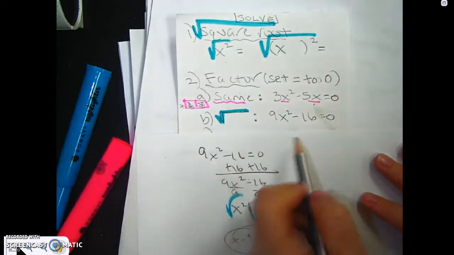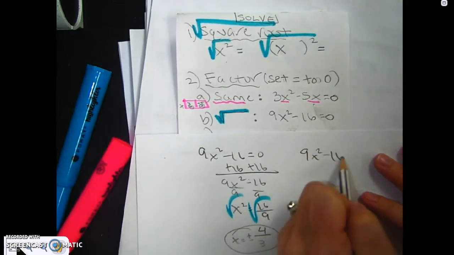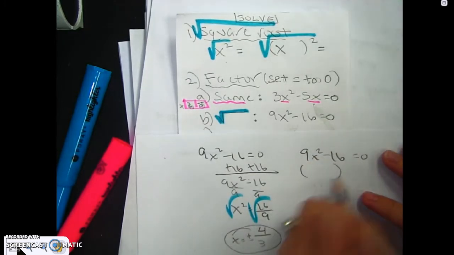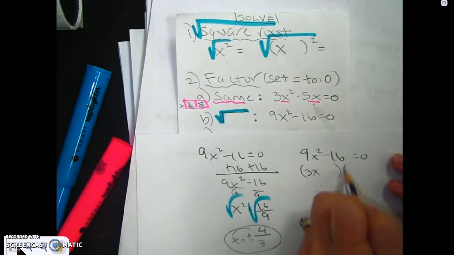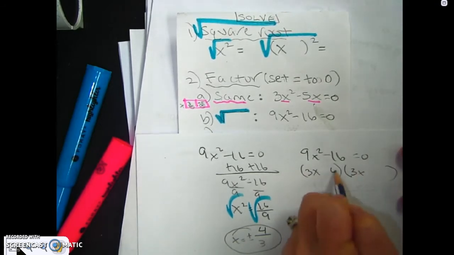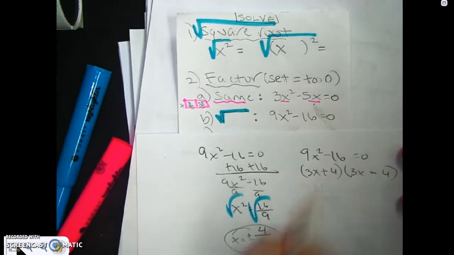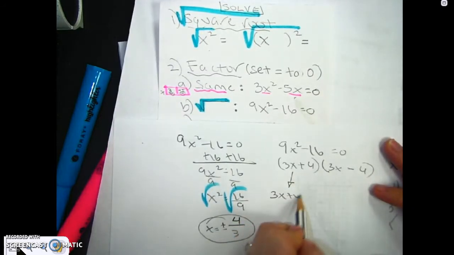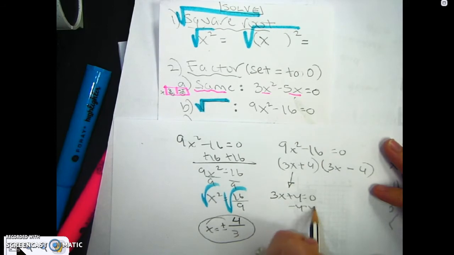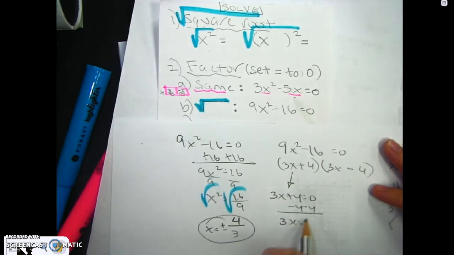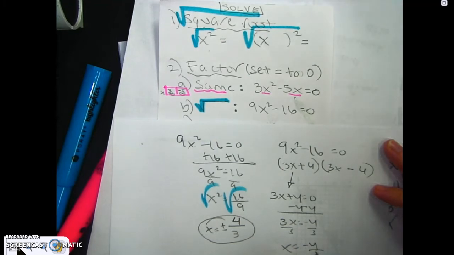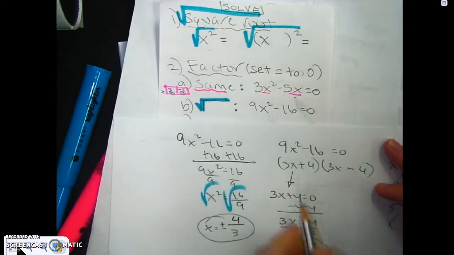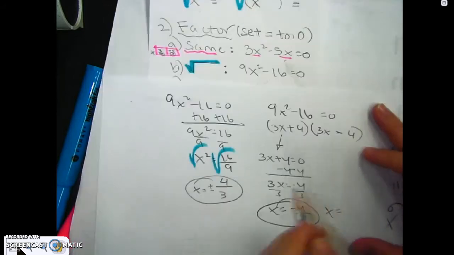Or I could, quote, factor it by doing the same thing. Square root of 9x squared is 3x. Square root of 16 is 4. One gets a plus, one gets a minus. Then when you set it equal to 0, and you subtract 4, x equals negative 4/3. And this is x equals positive 4/3.